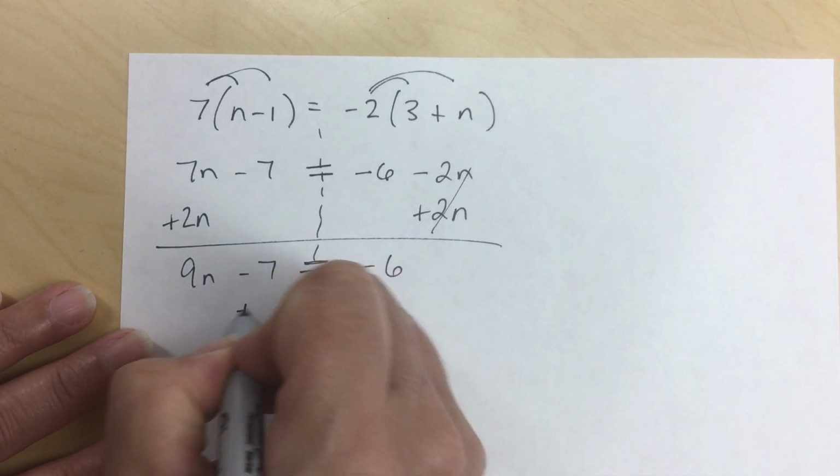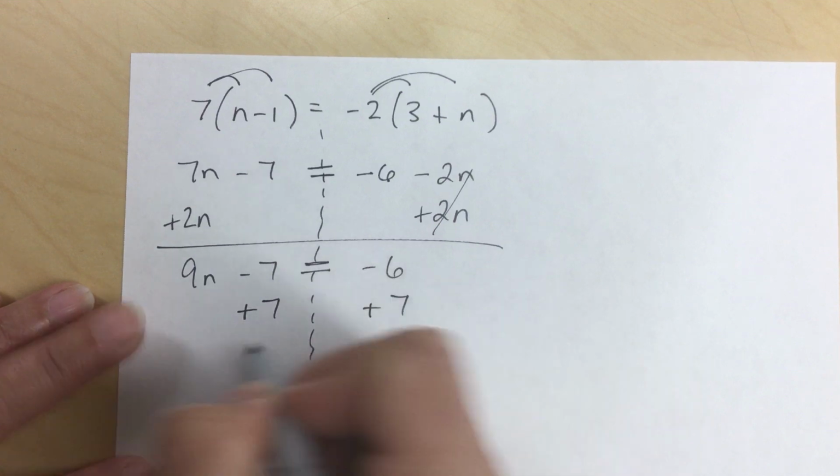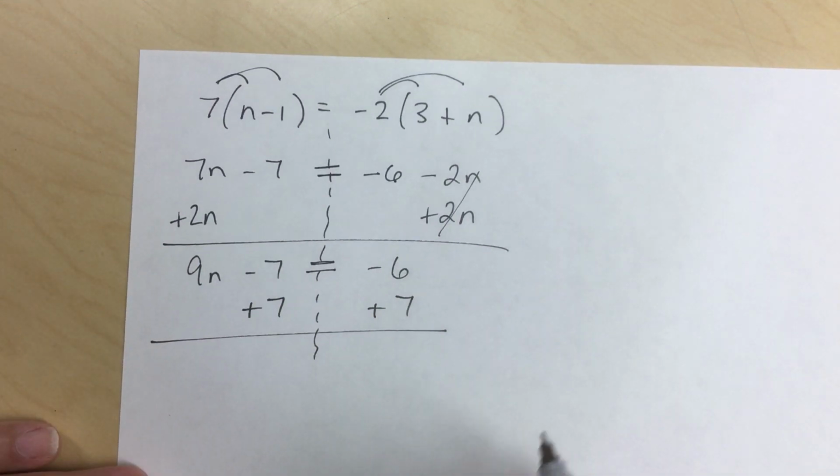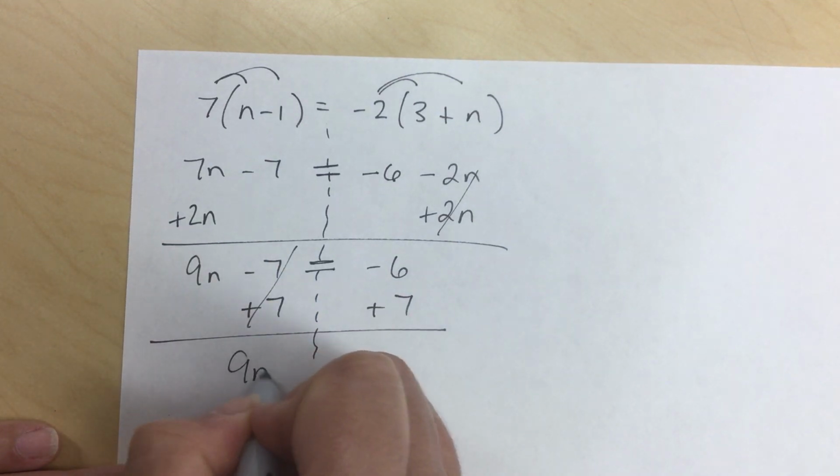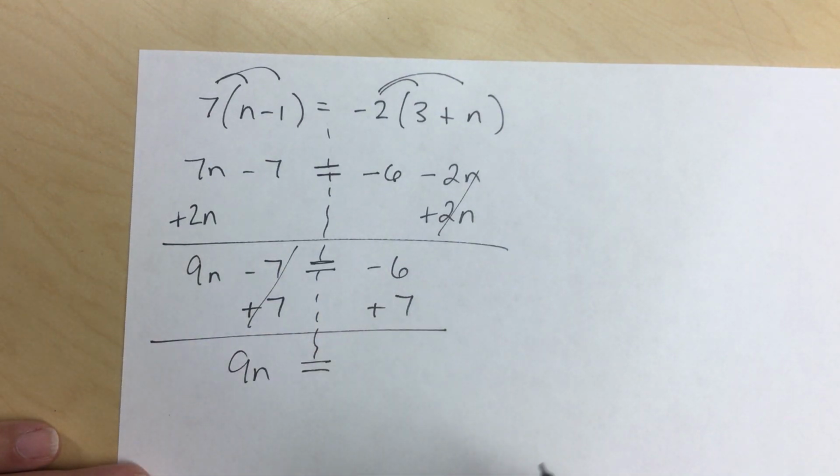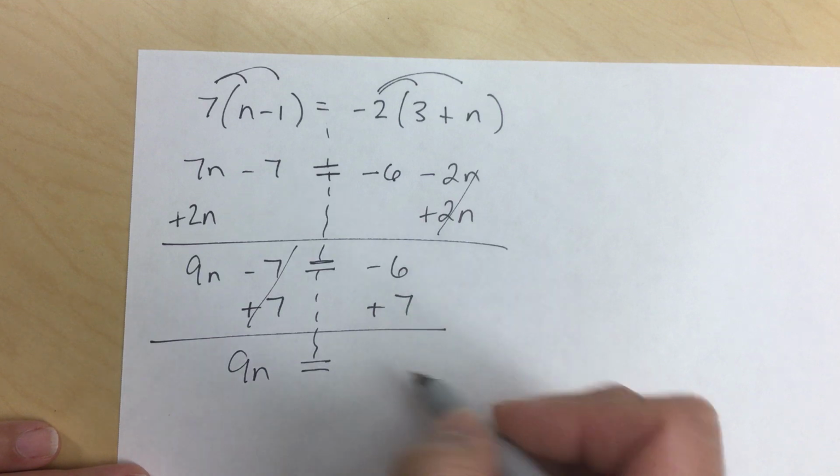Then we're going to add 7 to both sides. So -7 plus 7 is 0. Brings down a 9n. Bring down your equal sign. And now -6 plus 7 is 1.